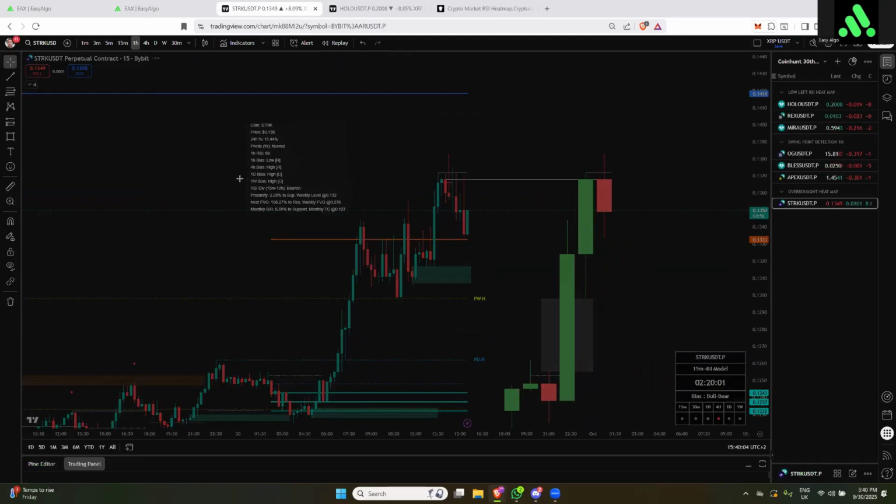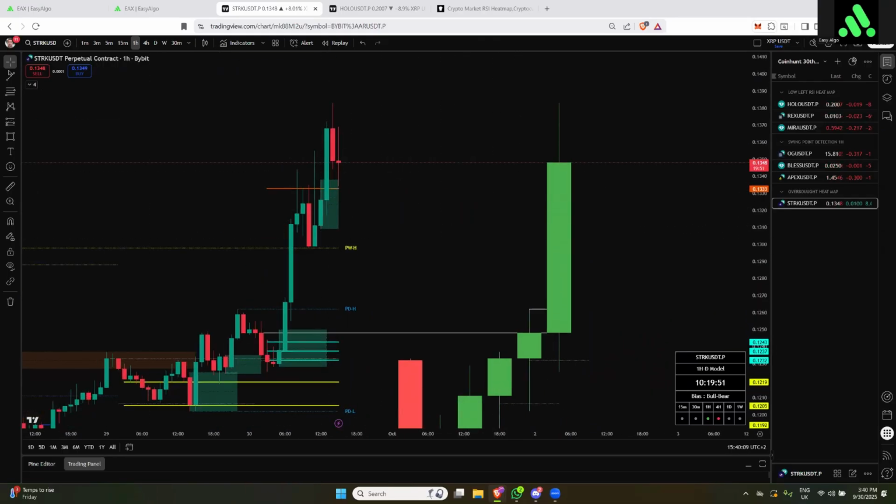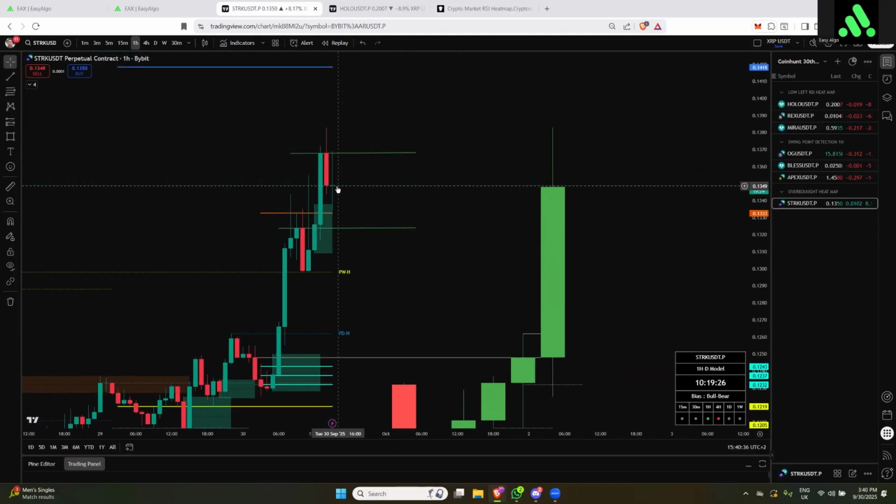Okay, so once again here, you've got quite a lot of information, which is great. So there's a CISD level. That's the break of structure to the upside. And now, of course, you've got your displacement, which will become your opposing candle levels. And to watch now, it's actually forming here on the 1 hour as well.